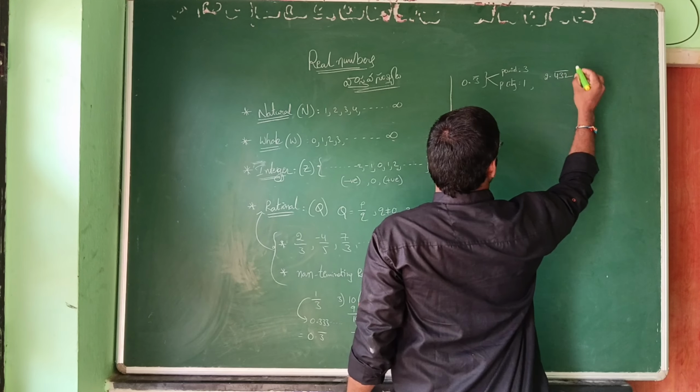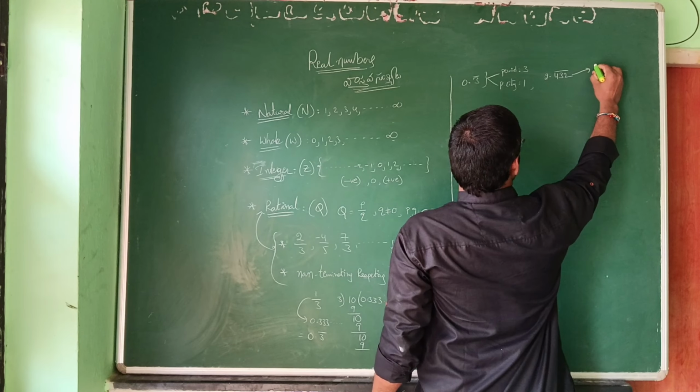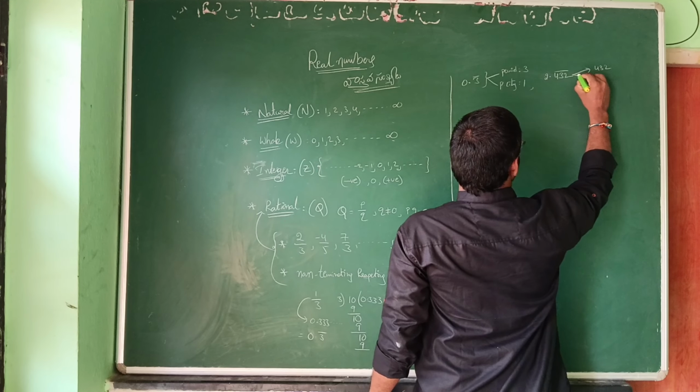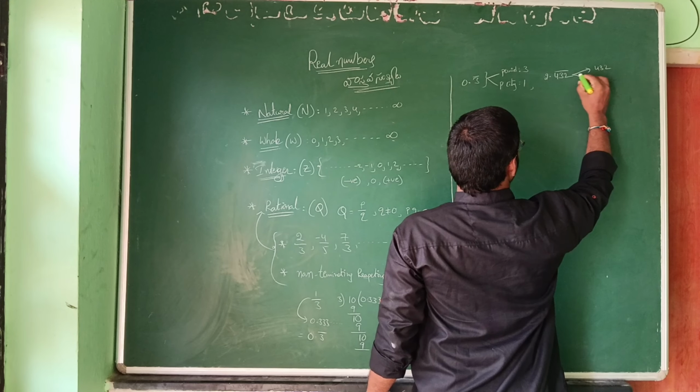2.432 bar. For example, if I am taking it like this, what is the period? 432. Periodicity, what? 3.